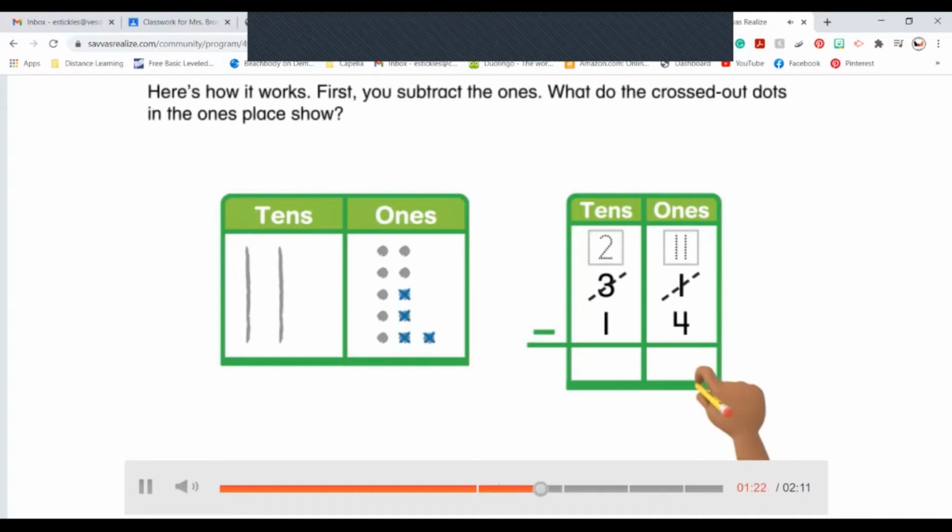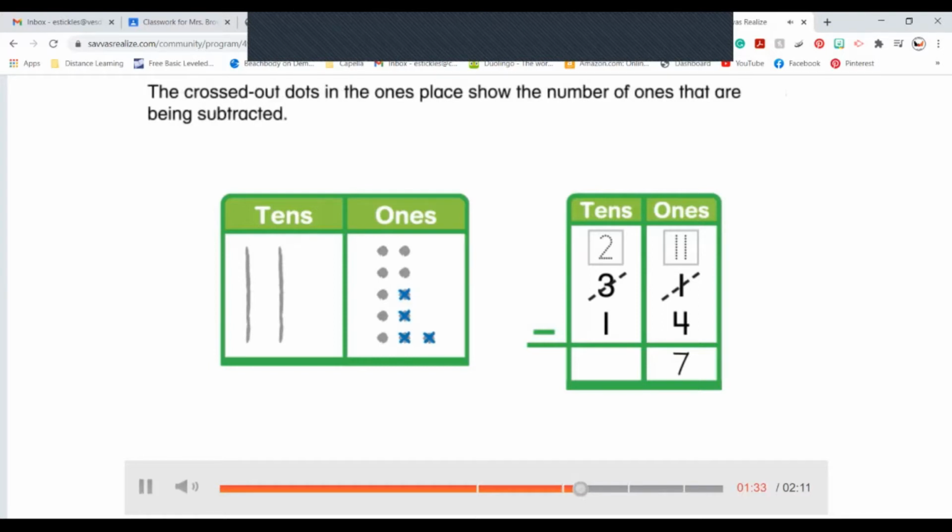Here's how it works. First, you subtract the ones. What do the crossed out dots in the ones place show? The crossed out dots in the ones place show the 4 ones that we subtracted from our 11 ones. The crossed out dots in the ones place show the number of ones that are being subtracted.